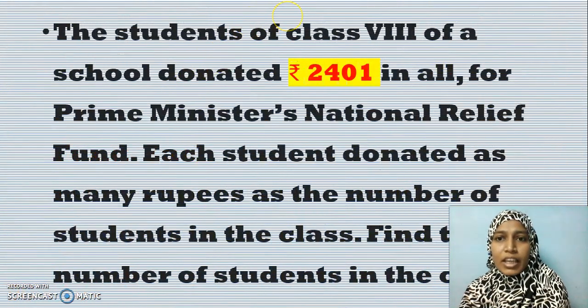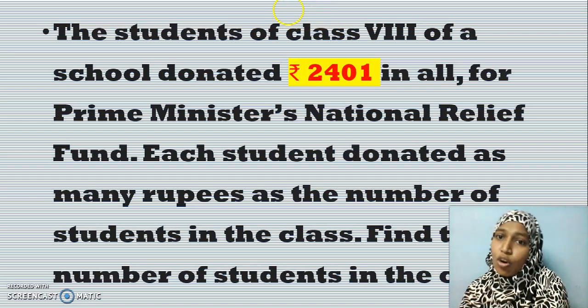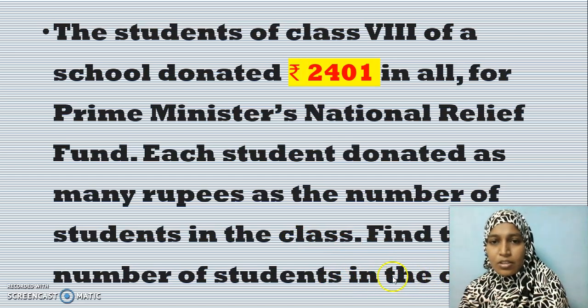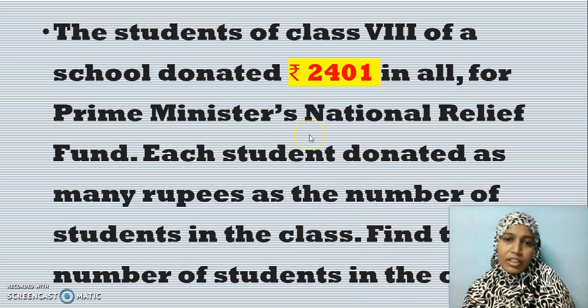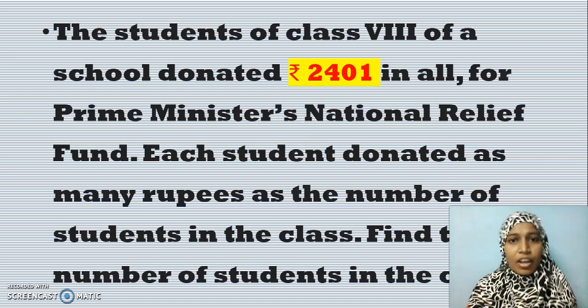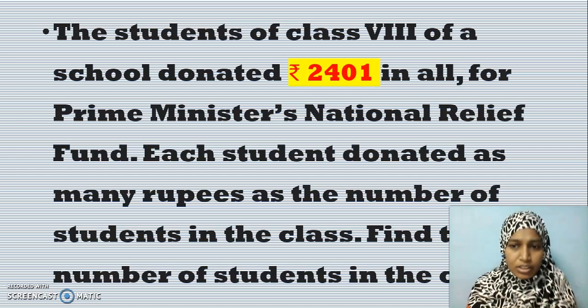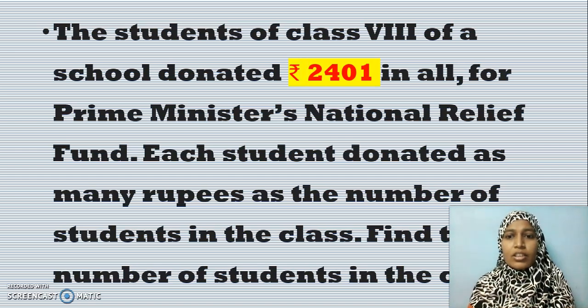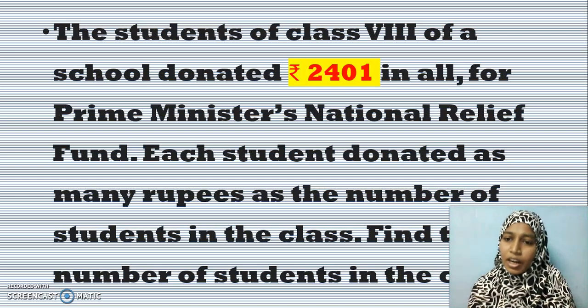The students of class 8 of a school donated rupees 2401 in all for the Prime Minister's National Relief Fund. Each student donated as many rupees as the number of students in the class. Find the number of students in the class. What do you understand from this question, my dear children? There are a certain number of students in a class. Each one has given their contribution. If there are 30 students, each student has contributed 30 rupees. If there are 100 students, each student has contributed 100 rupees.